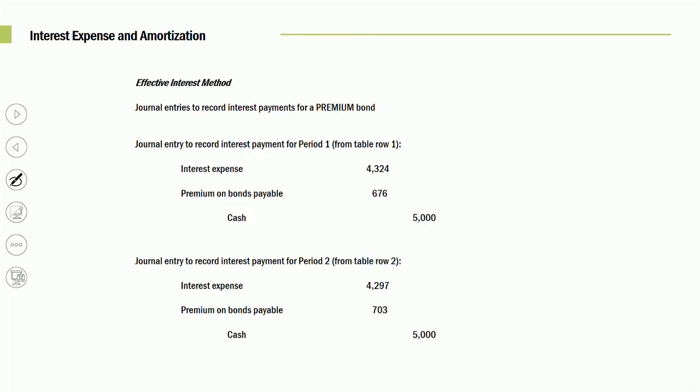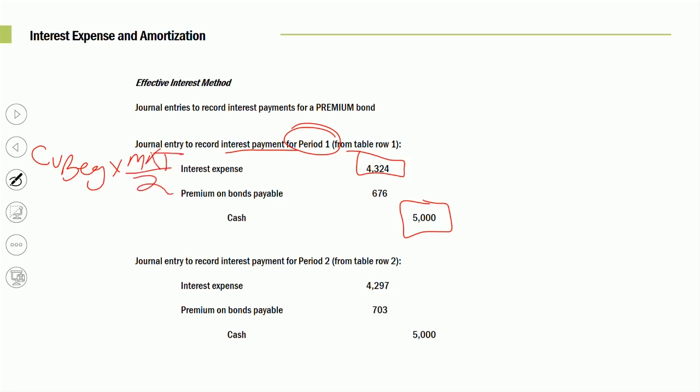Okay, so just to recap the journal entries with the effective interest method. If we were going to record the interest payment for period number 1, we're crediting cash for $5,000. Our interest expense, unlike the straight line method, we have to find directly: carrying value, beginning of that period, times your market rate at issuance, divided by 2, is 4,324. This now becomes your plug figure. Okay, 676, the difference between the two.